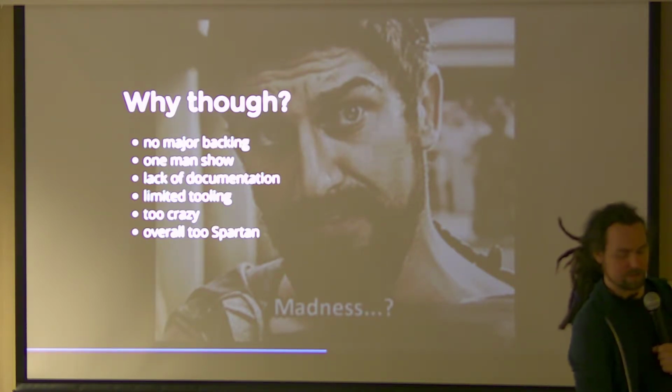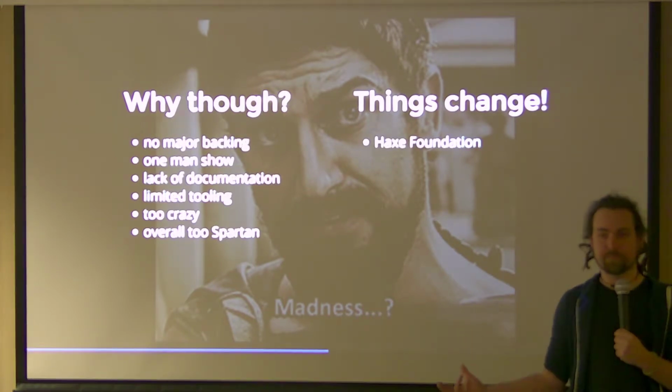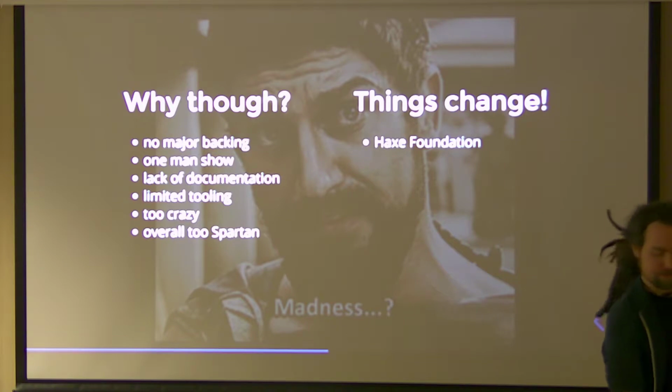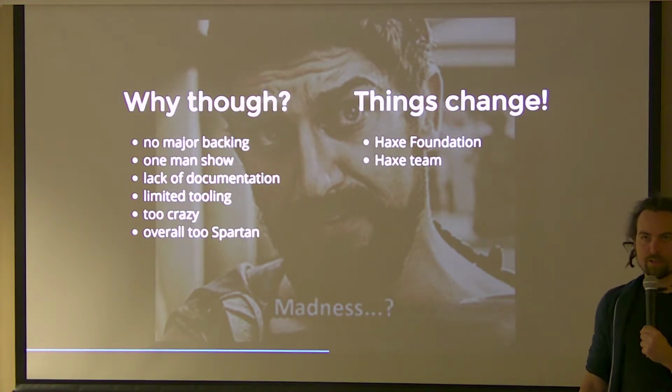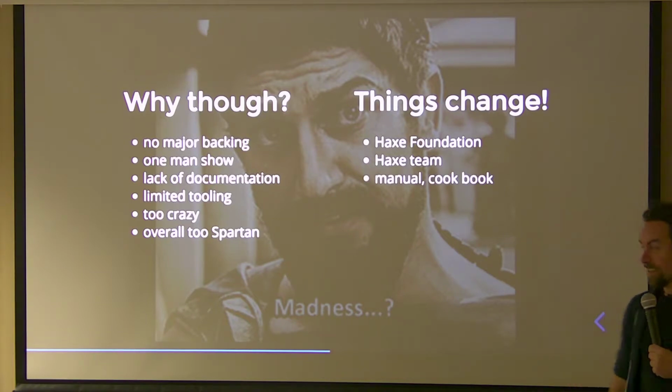But the good news is that things changed over time. The Haxe Foundation was made that actually, from especially some of the people using Haxe, collects funds and allows funding the team. There is a team now. I checked yesterday. Turns out that if you count contributors that made more than 100 commits, then Haxe has 14, and React, for example, has 12. We have a manual now and a cookbook with all kinds of exciting recipes and whatnot.